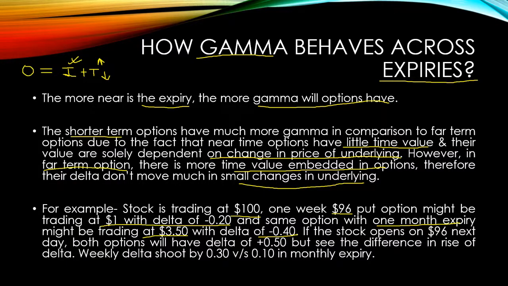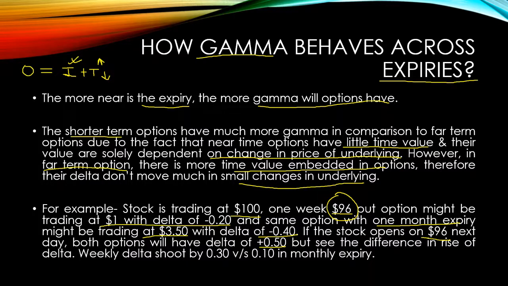So what will happen if the stock suddenly opens at $96 next morning? What would be the delta of both options at the start? If the next morning the stock opens at $96, both options will have a delta of 0.50. Why? Because when I traded these options, they were out of the money, and the next morning if the stock moves to $96, both options will have 0.50 delta.